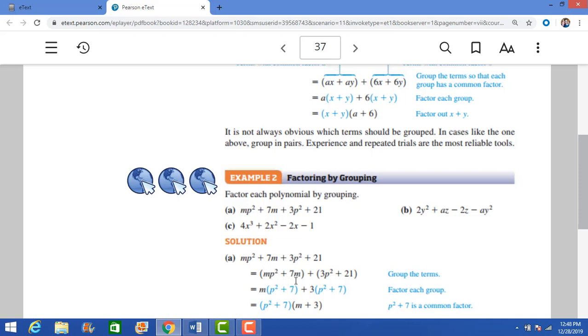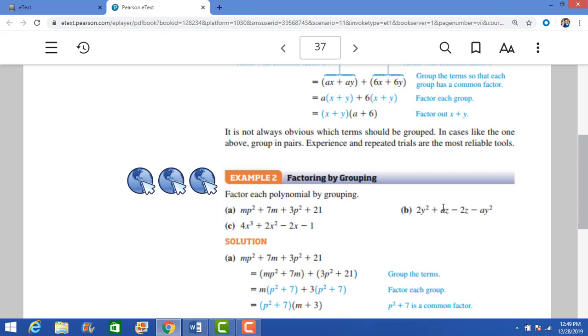So we group these 2 together, and now we notice we have a common factor of m. So we factor out the m here, and that leaves us p squared plus 7. And here we're going to factor out a 3, and we get 3 times p squared plus 7 again. And notice that we have a common factor again. Now we can factor out the p squared plus 7 factor, and we get p squared plus 7 times the quantity m plus 3.